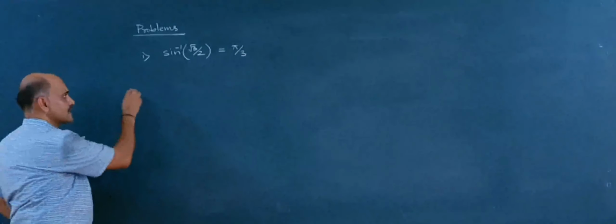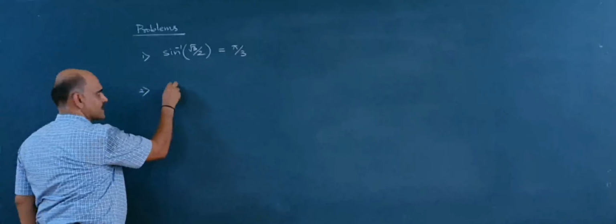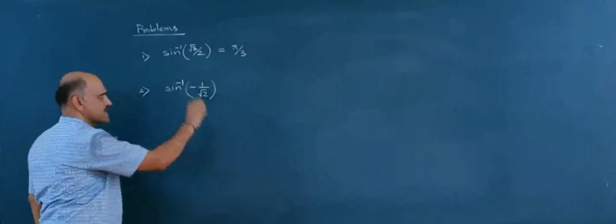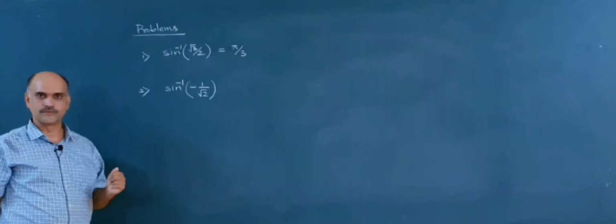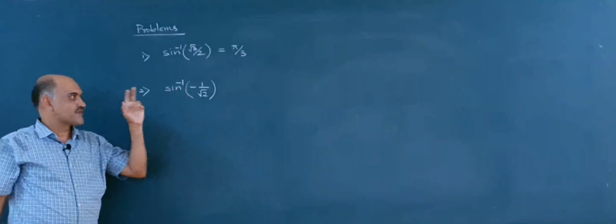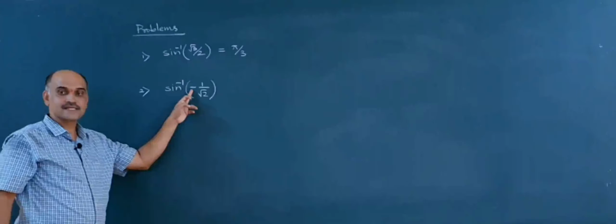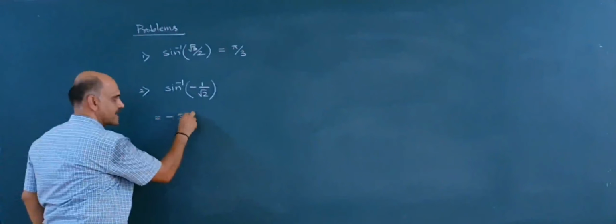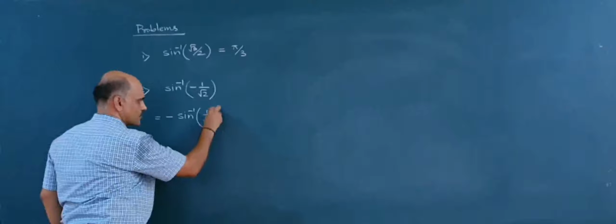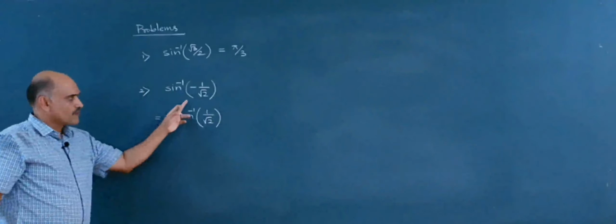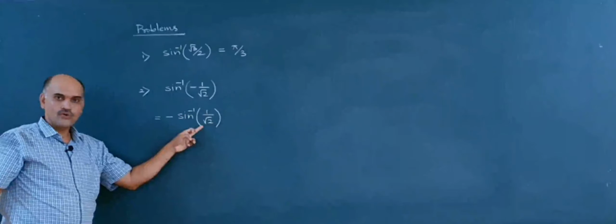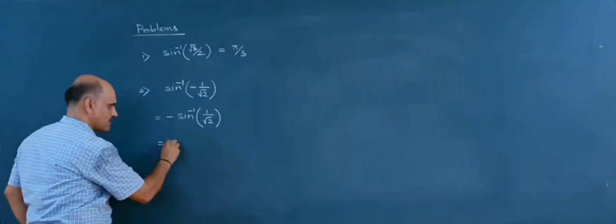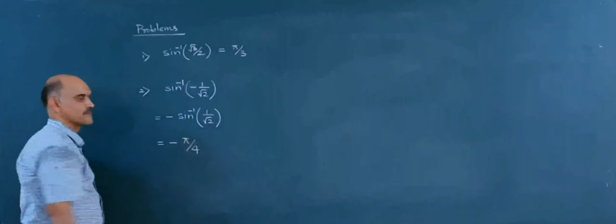Now suppose it is in this form, next problem, sin inverse minus 1 by root 2 I will take. So I have seen the formula, the first one, sin inverse of minus x is minus sin inverse x. So you are required to write it as minus sin inverse of 1 by root 2. Now when will the value of sin be 1 by root 2? At 45 degree. In radian it will be pi by 4. So you will have the answer minus pi by 4.